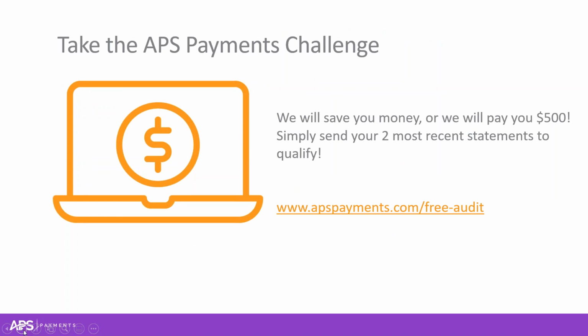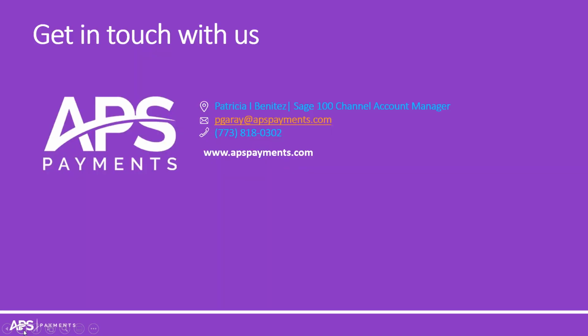Take the APS challenge. If we're not able to beat or match any competitor's rates and fees, we will pay you $500 for simply allowing us to review your statements. So take the challenge. I really do want everybody to pay attention to this. It's an easy $500 if we're not able to beat or match.